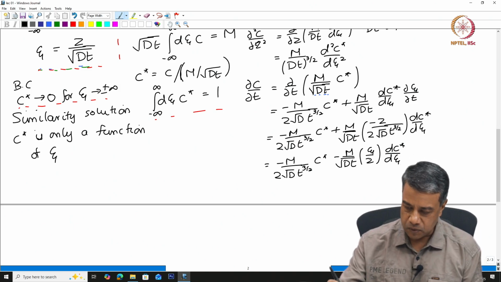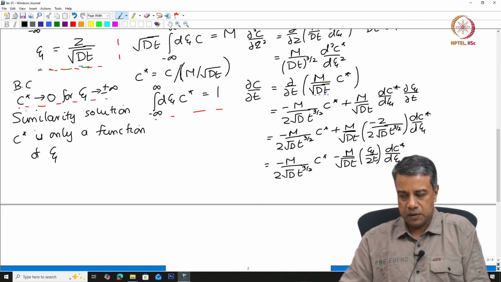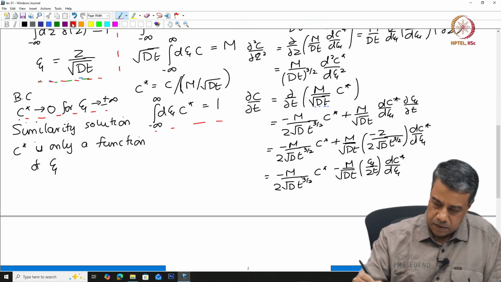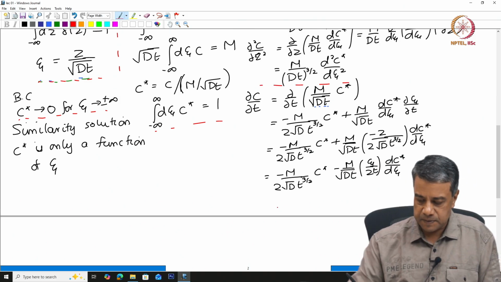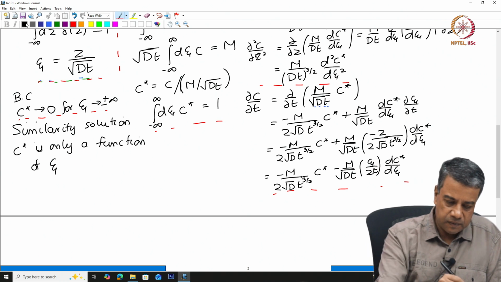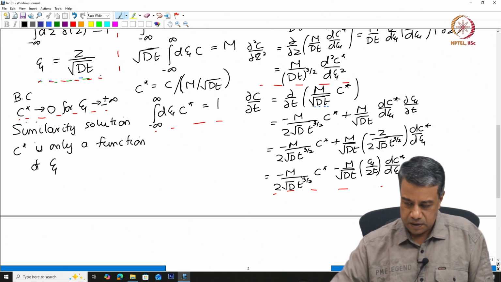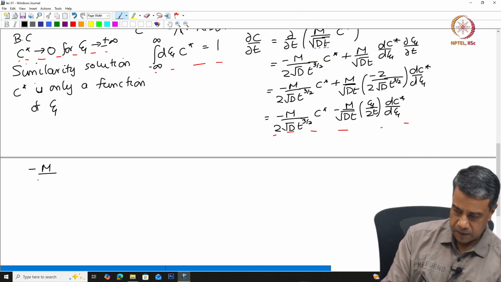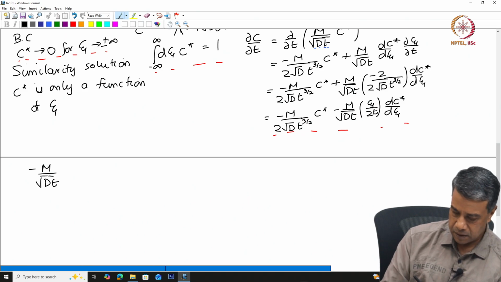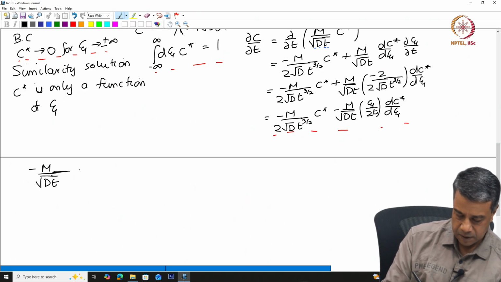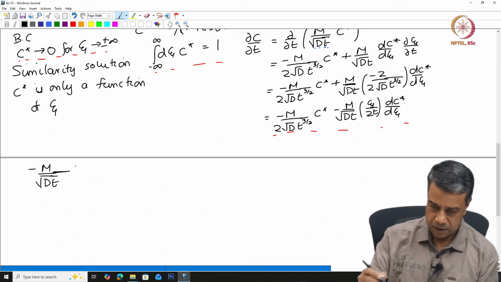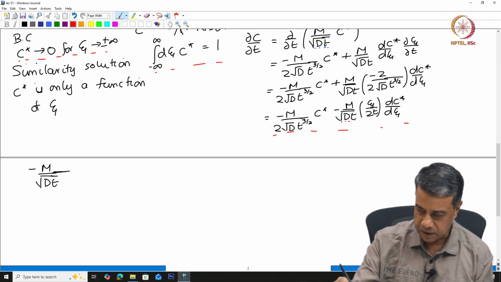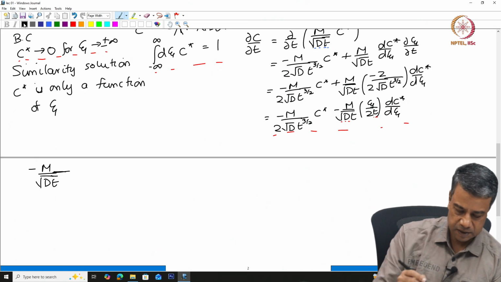This should be psi by 2t, psi by 2t dC star by d psi. So, this is the second derivative with respect to z, this is the first derivative with respect to t. Putting all that together, on the left side I will get m by root D t into, there is a common factor of 1 over t on both sides. I have a root D t here and a 1 over t here, so I can take that as a common factor.